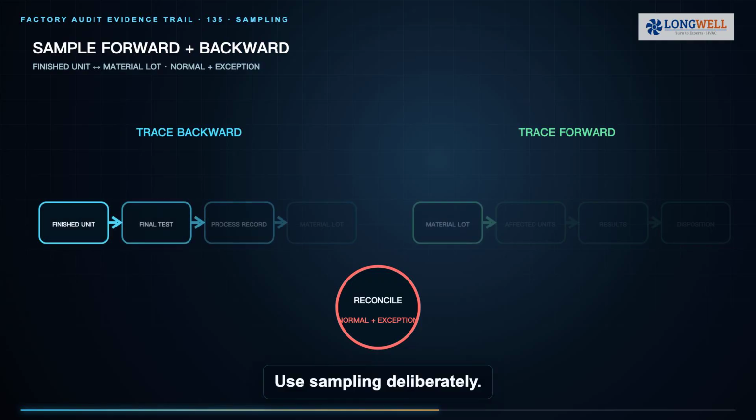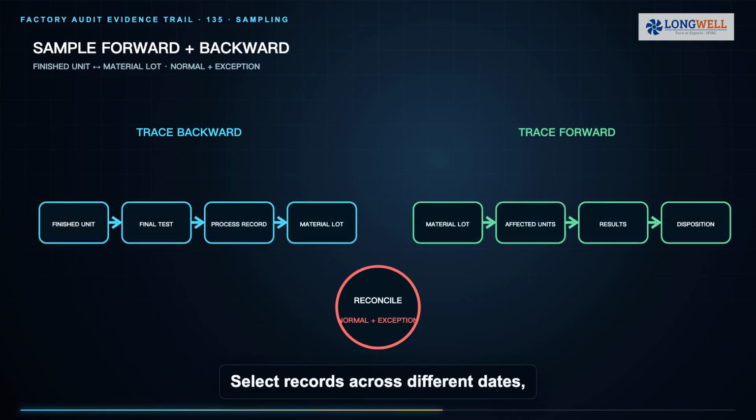Use sampling deliberately. Select records across different dates, shifts, product families, operators, and outcomes when the risk justifies it. Include at least one normal result and one exception or rework path. Start from a finished unit and trace backward to material and process records, then start from a material lot and trace forward to affected units. If the 2 directions do not reconcile, record the gap.